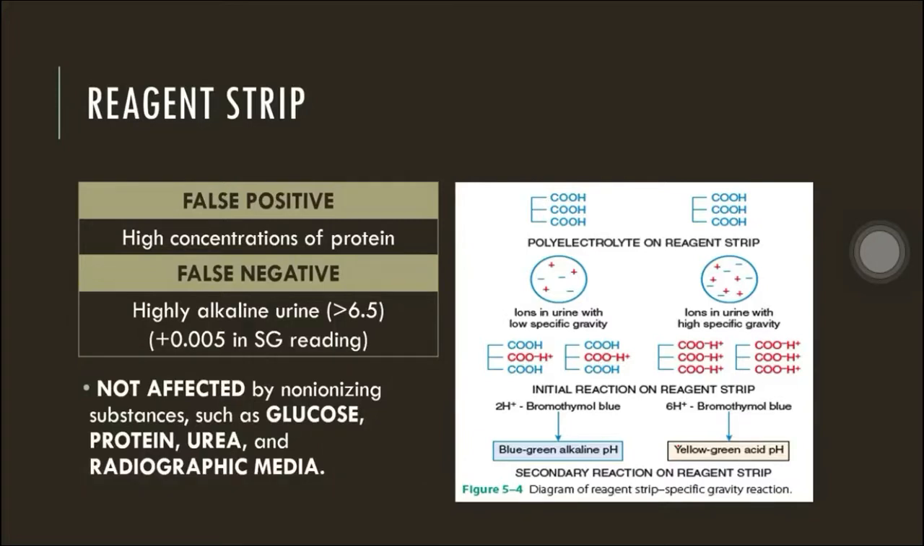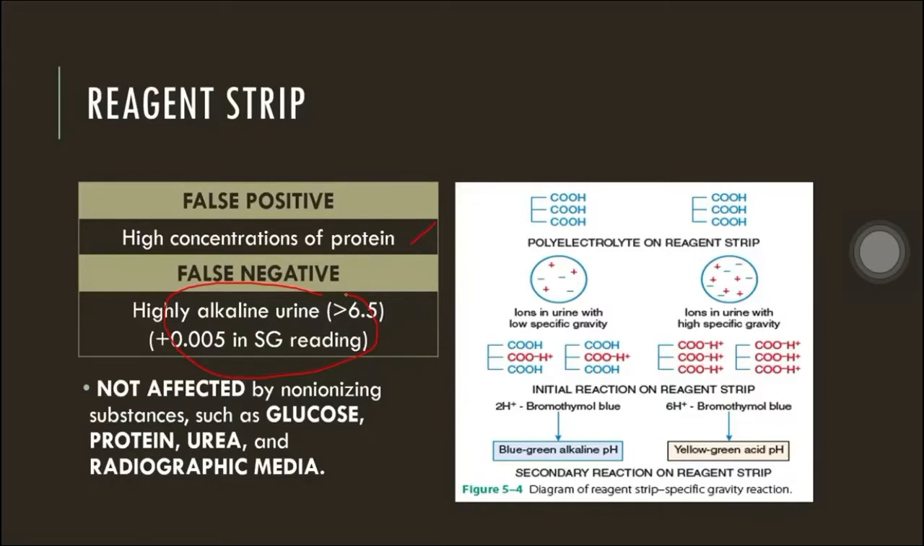So, what are the causes of interference for the reagent strip specific gravity? It may cause a false positive when there is a high concentration of protein, and a false negative when the urine is highly alkaline. If you remember, the pad for specific gravity is alkaline, generally an alkaline medium.